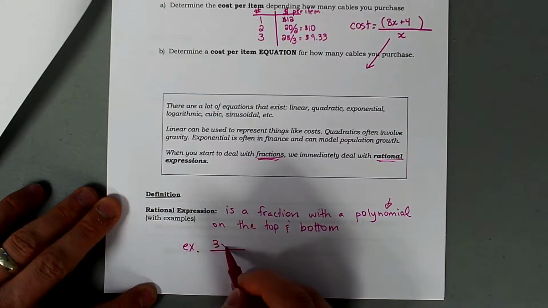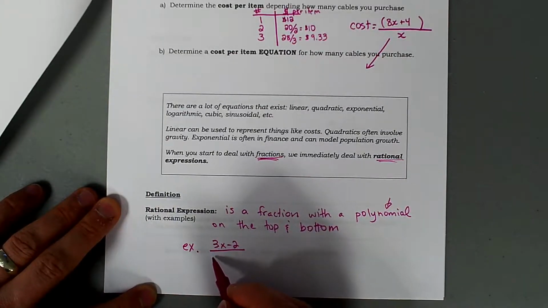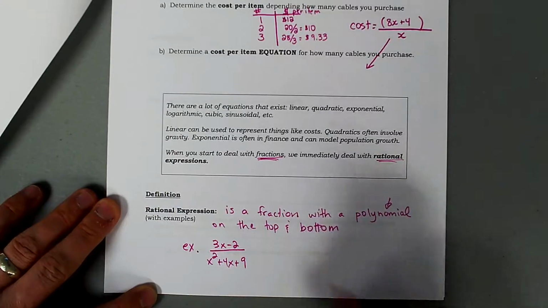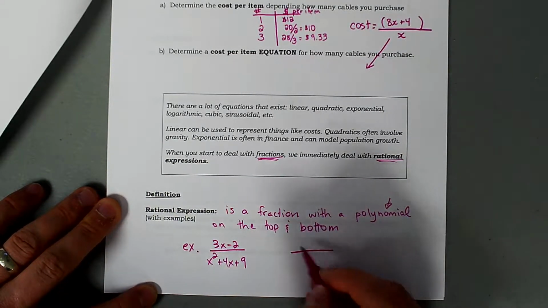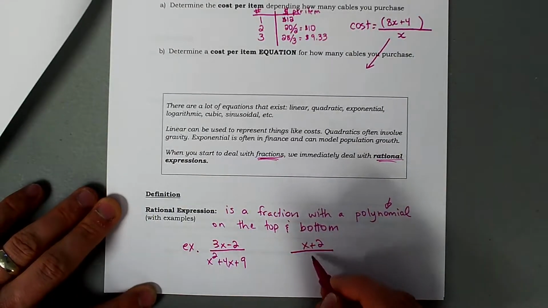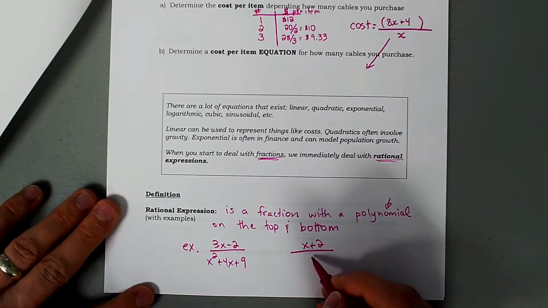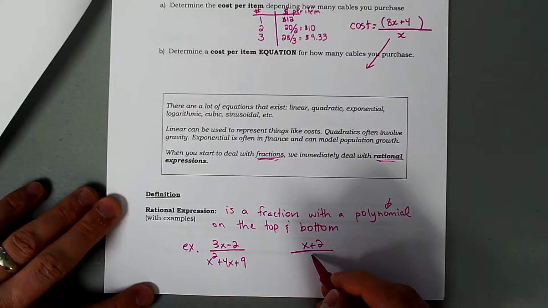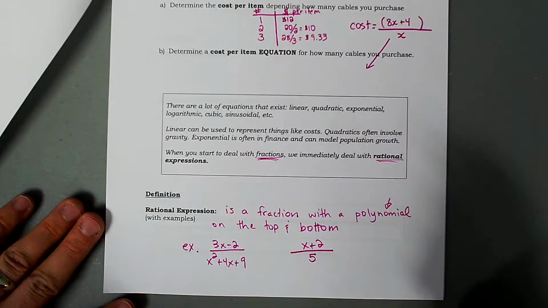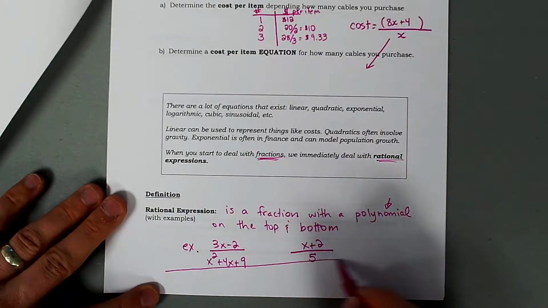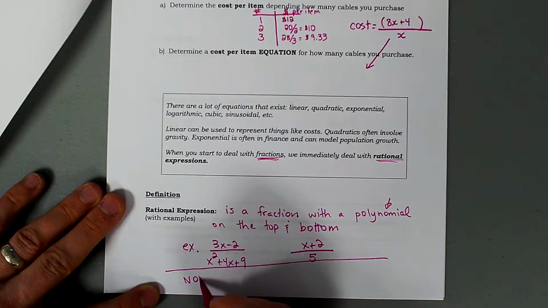Here is a linear function on the top and a quadratic on the bottom. Another example of a rational expression might be linear on the top and maybe a constant like 5 on the bottom. You could consider this a rational expression. But we can look at maybe what it isn't.